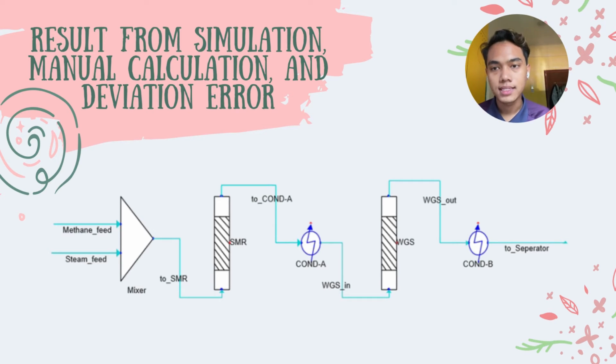So the image you can see below is the process flow diagram we use in the simulation software in Symmetry. We included one mixer, two packed reactors, which are one the SMR reactor and two the WGS reactor, and we also included two condensers in the process flow diagram.